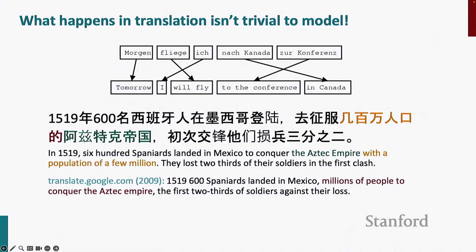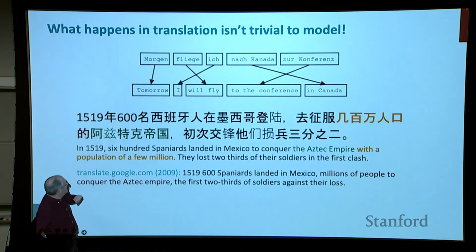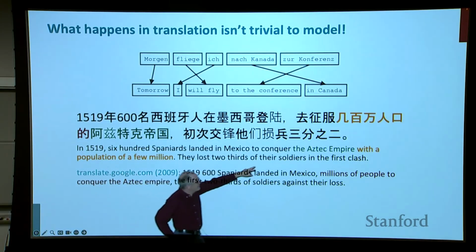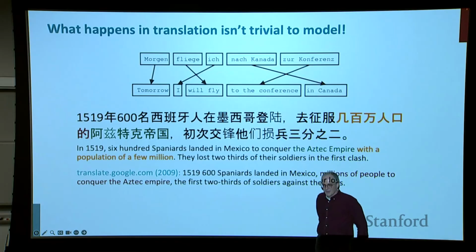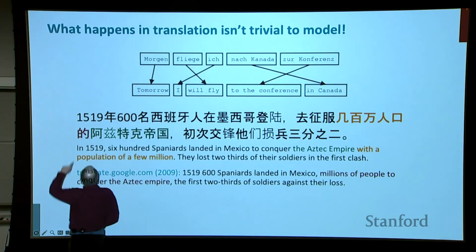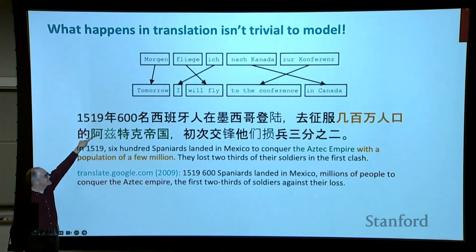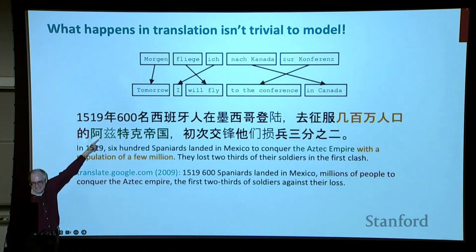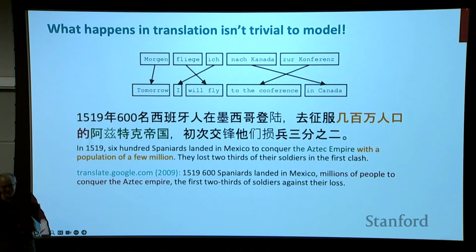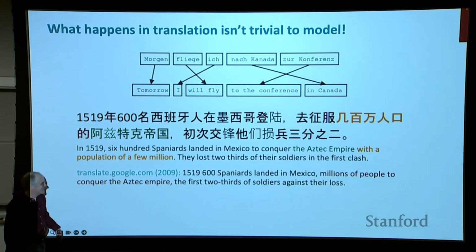So here's the part of the Chinese that's saying the Aztec Empire, and over there in orange is the few million people. And in Chinese, there's this explicit little character here, de, which is saying that the stuff in orange modifies this stuff in green, which is what it's meant to be in the correct translation of Aztec Empire with a population of a few million. But Google Translate completely fails on that, and suddenly it's the millions of people who are going to be conquering the Aztec Empire. And that's in a way the worst thing that's happening here.